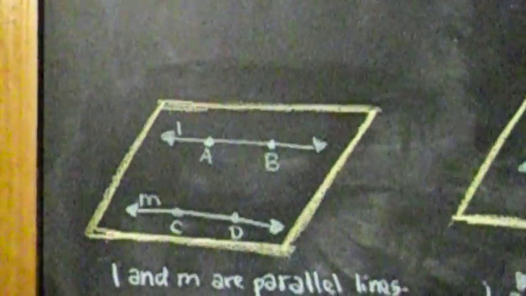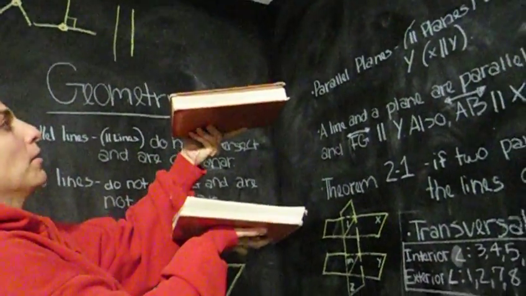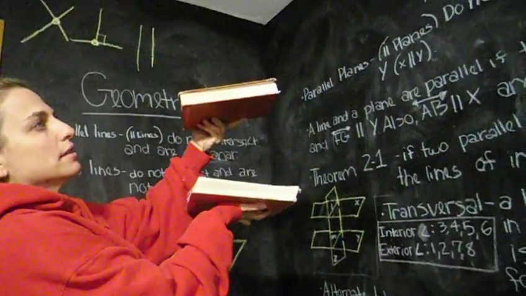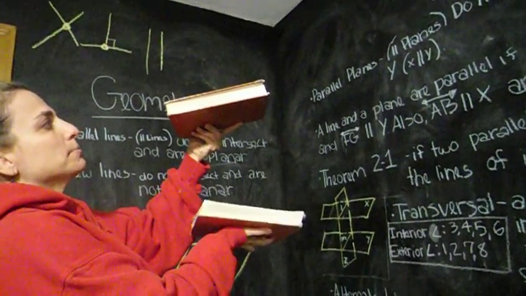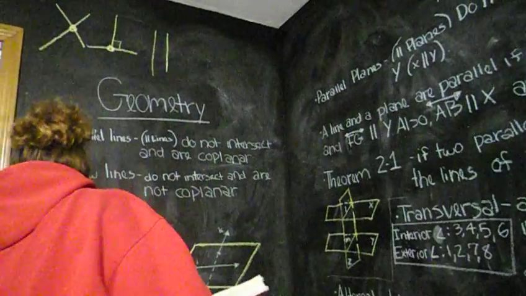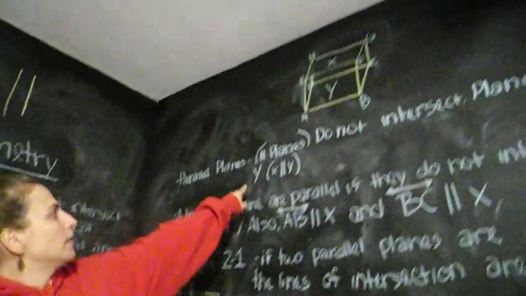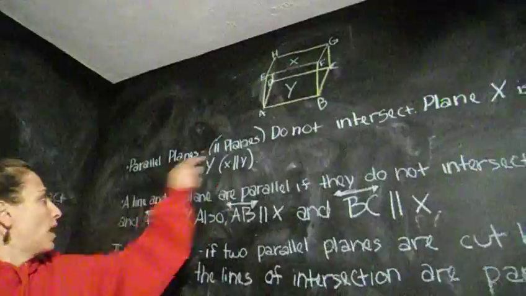Okay, what's a parallel plane? Well, if you see, I have 2 geometry books. So if I have one plane here and one plane here, they're never going to touch. So those would be parallel planes. They don't intersect. This plane, we'll call it plane X, is parallel to this plane, plane Y. And if you look up here, you'll see that X is parallel to Y.